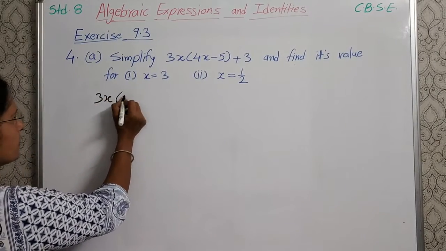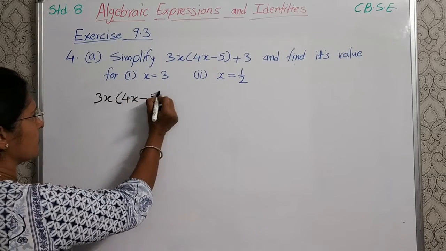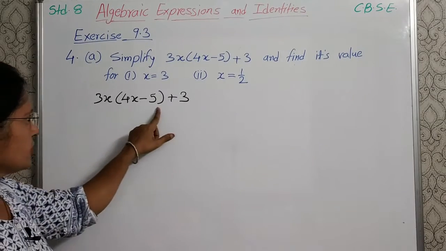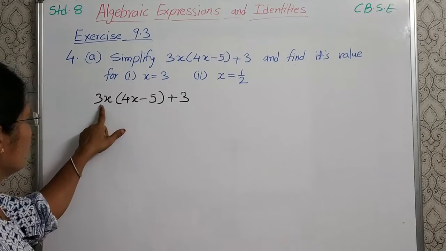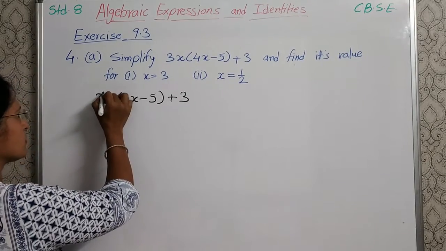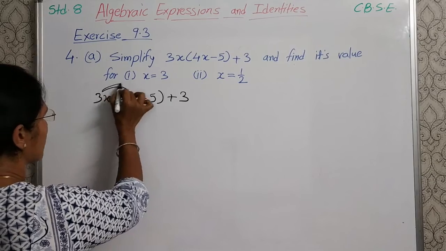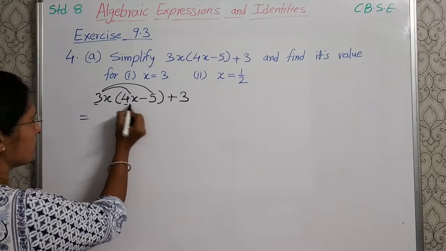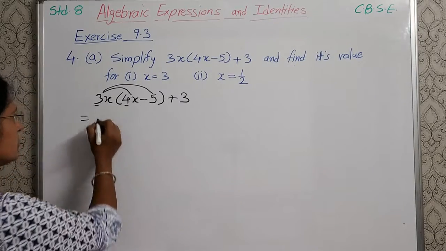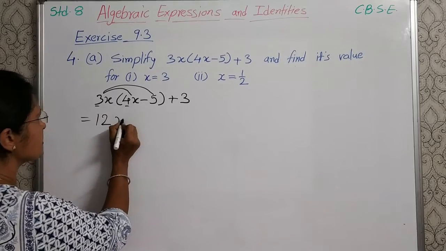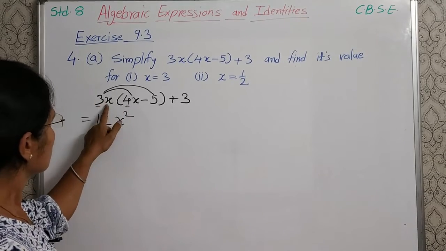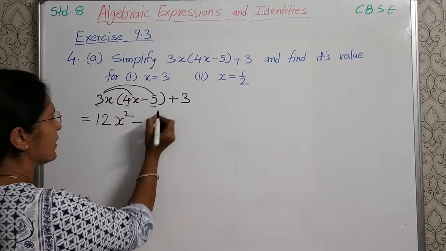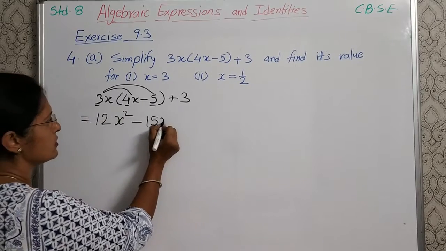3x multiply by 4x minus 5 plus 3. Now here first multiplication and then add 3. Monomial multiplied by binomial. So first multiply 3x into 4x, then multiply 3x into minus 5. So here 3x into 4x. First multiply the coefficients. 3 4s are 12. x into x is x square. Next 3x into minus 5. So it is minus 3 into 5 is 15 and this x.